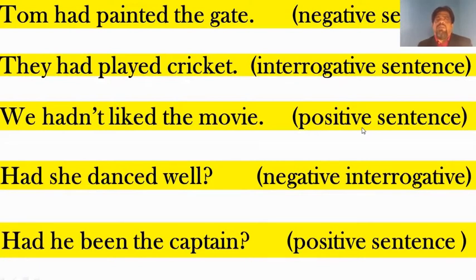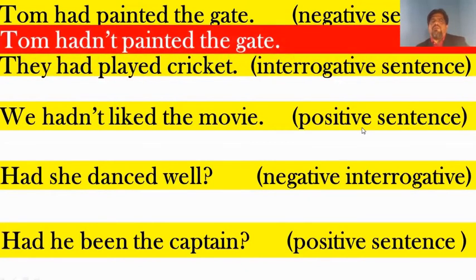Tom had painted the gate. Change into negative. What you need to do? Write the word not or the contracted form n't along with the had. So here we get the answer: Tom hadn't painted the gate.